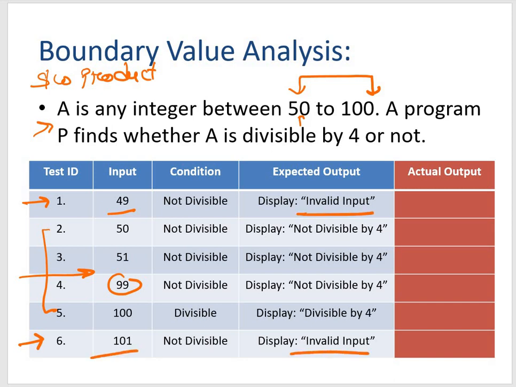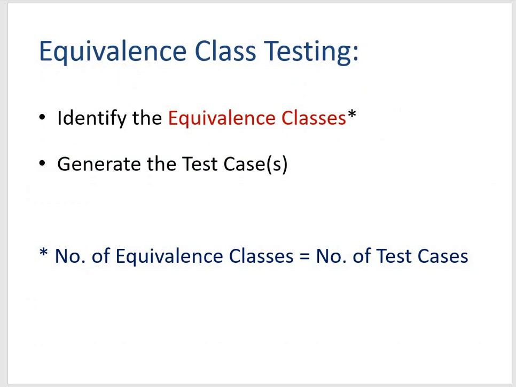And then in that case, 99, 50, 51 and one nominal value somewhere would be sufficient. So in case of 49, obviously I should get an invalid input message. In case of 101, I should get an invalid input message. And for the rest of the things, I should get the expected output, right? These entries are filled in after we test the product.